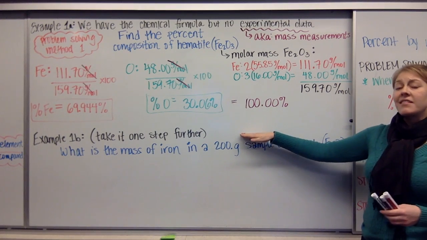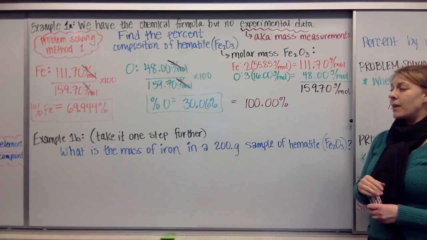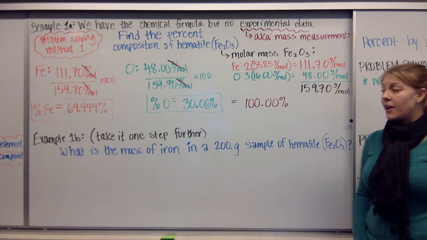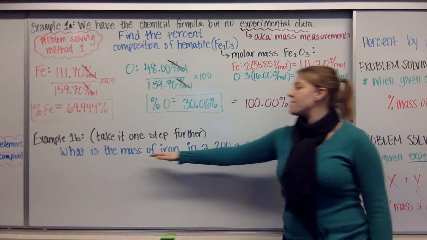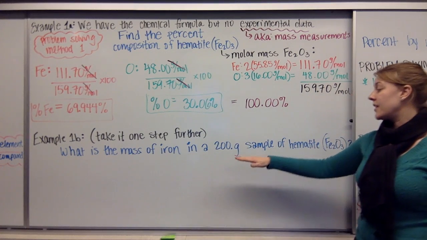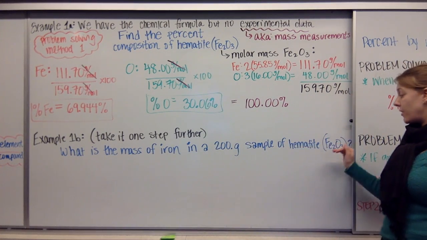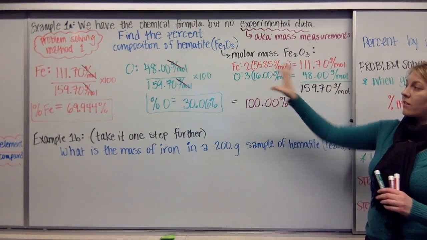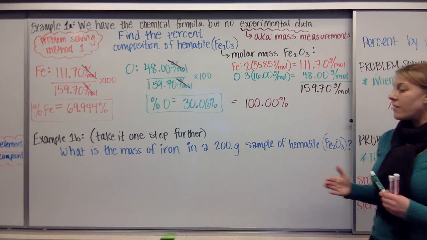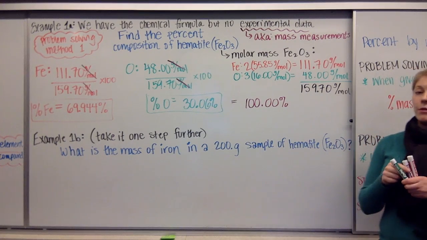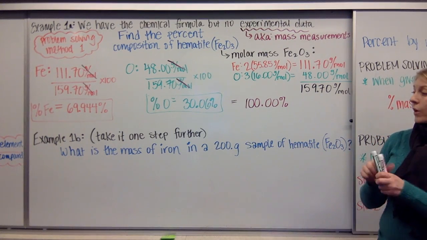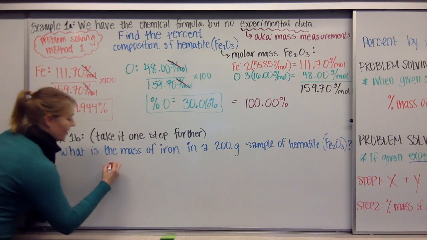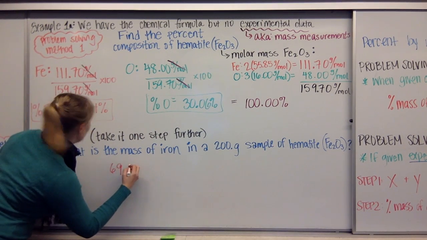Now I'm going to take it one step further. This is still the same problem-solving method, but now that we know how much of this compound is iron, can we figure out what mass of iron is in a 200-gram sample of Fe2O3, right? We're dealing with the same calculations we've done up here. We're going to use all of this, but now we also know that we have a 200-gram sample, okay? Great. Well, we already know that the percent of iron here is 69.944%.